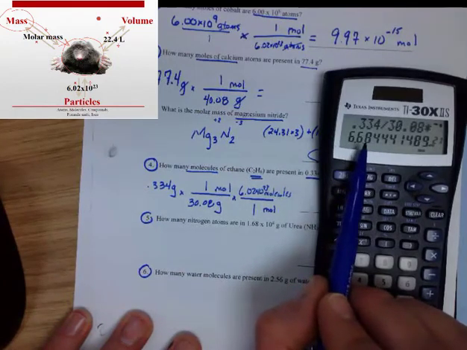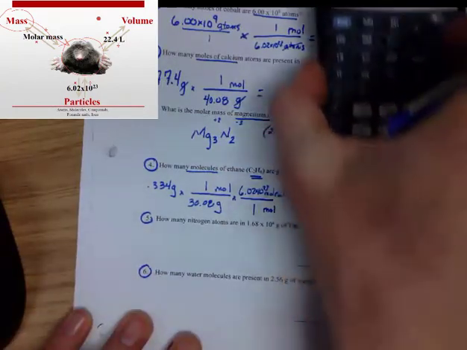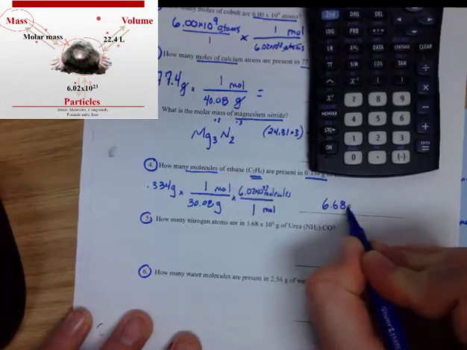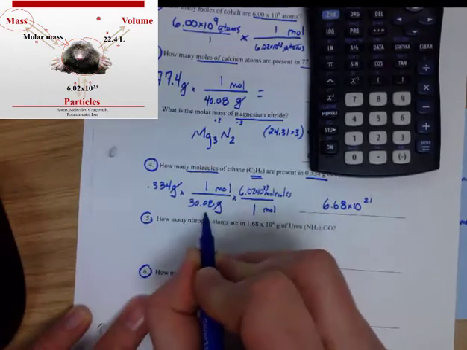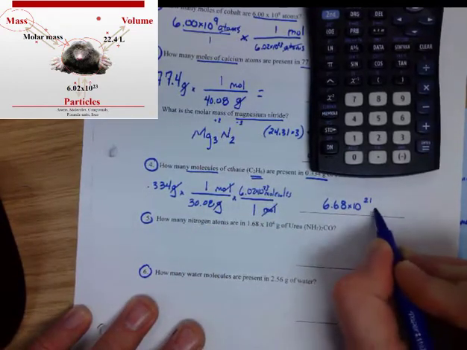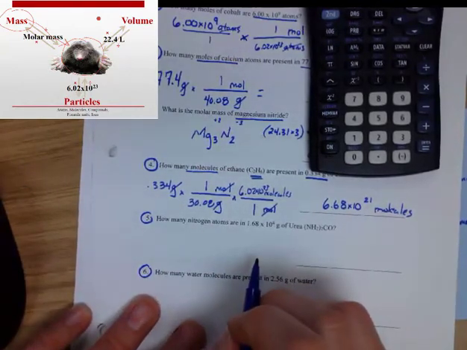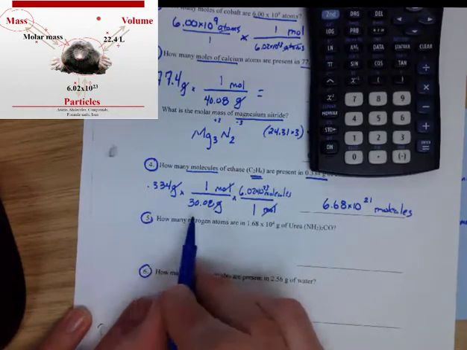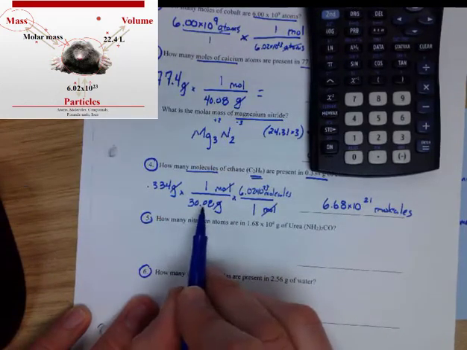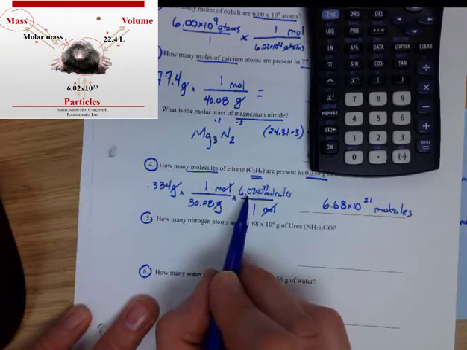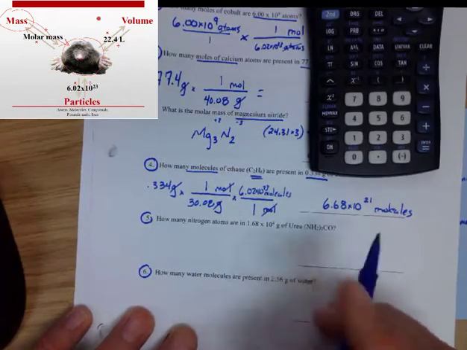I'm getting 6.68 times 10 to the 21st. The 4 is going to round the 8 and leave it alone. So 6.68 times 10 to the 21st power. Now let's see, grams cancel grams, moles cancel moles, so the units that are left are molecules. Does this answer make sense? I'm taking 0.334, I'm dividing by 30, so I'm expecting to get a much smaller answer, right? Then I'm multiplying it by a really big number, so I'm expecting it to get really big. I got a really big number, so I'm pretty confident that this looks right.